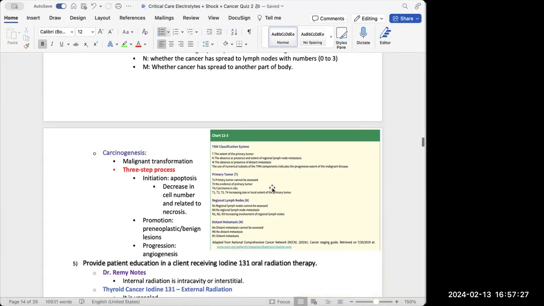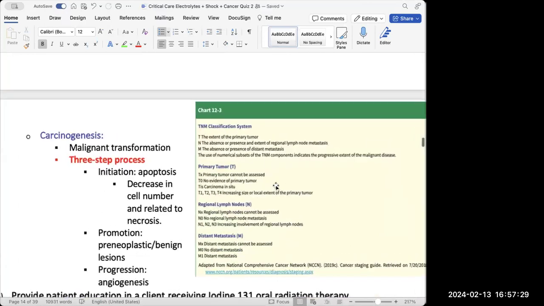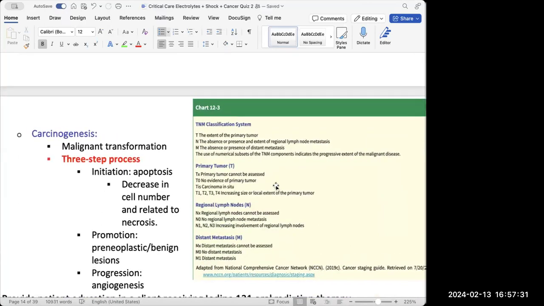I did see a few questions on that, and I actually have this little chart over here which summarizes what it means. So if you see any of these with a zero, that means there was either no presence of a tumor, no regional lymph node metastasis, no distant metastasis.